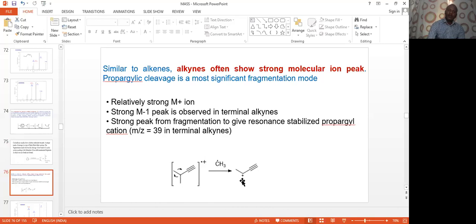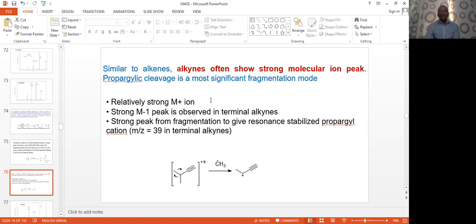So this is the prominent peak for the terminal alkynes, which have triple bonds, with m/z value 39. You will also see a strong molecular ion because the triple bond makes it stable. Then the M minus 1 peak is also observed. M minus 1 means one mass unit less than the molecular ion peak.